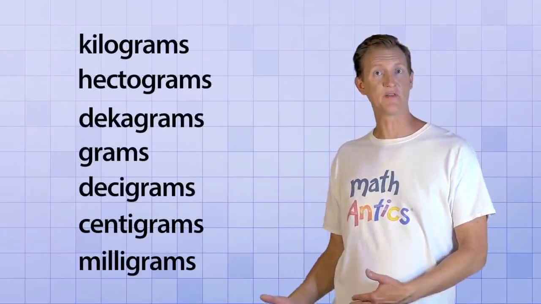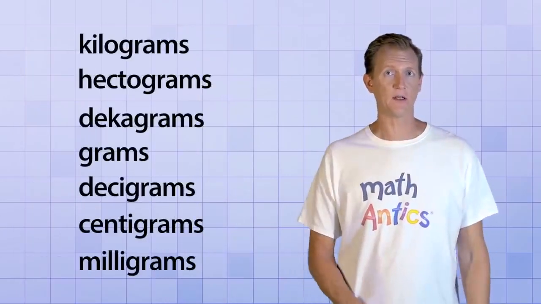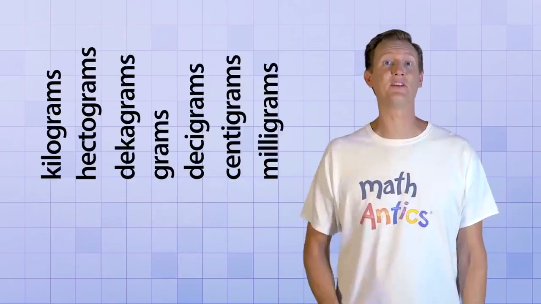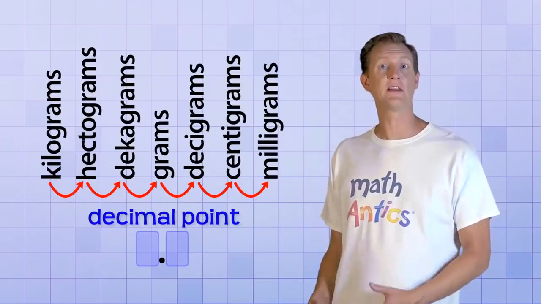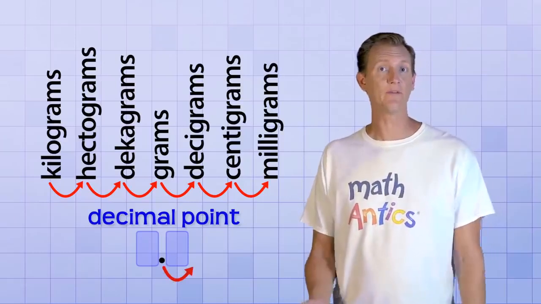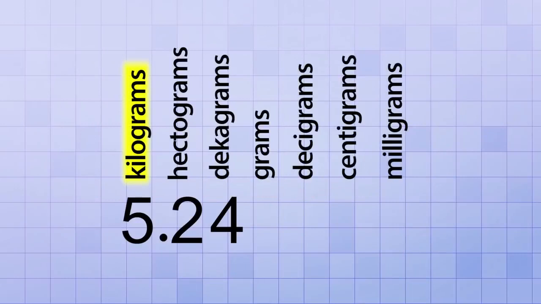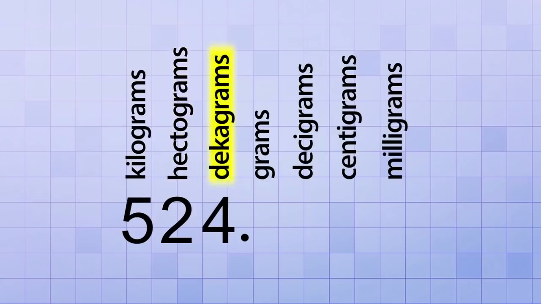Again, because these units of mass are based on powers of 10, you can convert between them just by shifting the decimal point. You can convert to the next smaller metric unit by shifting the decimal point to the right, which is equivalent to multiplying by 10. 5.24 kilograms is the same as 52.4 hectograms, which is the same as 524 decagrams, which is the same as 5,240 grams, and so on.